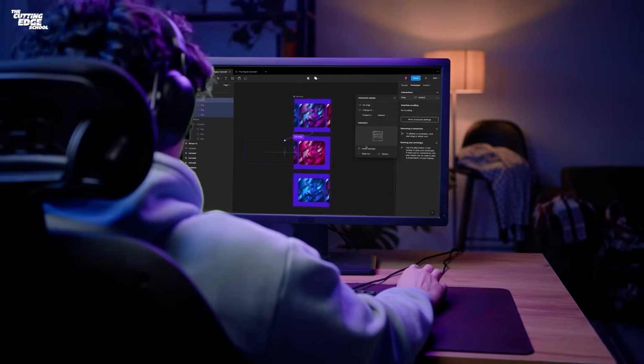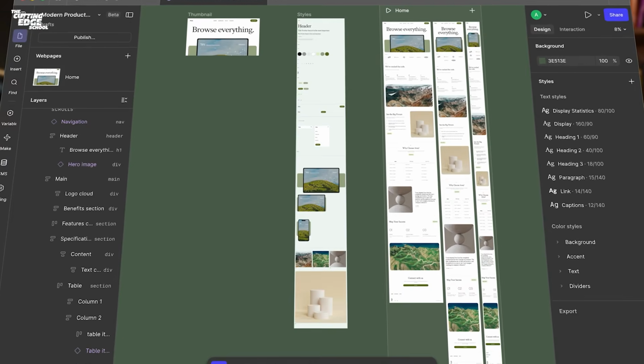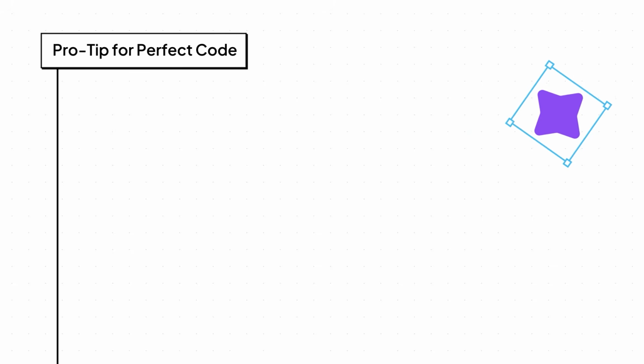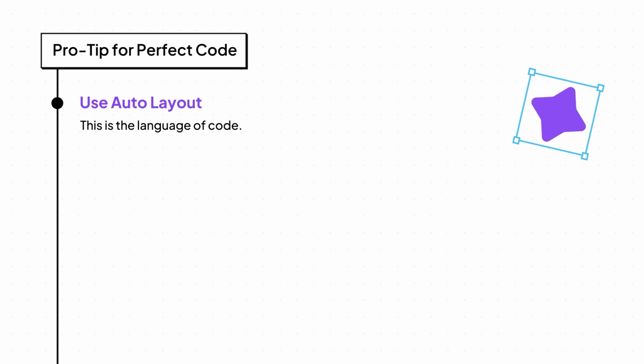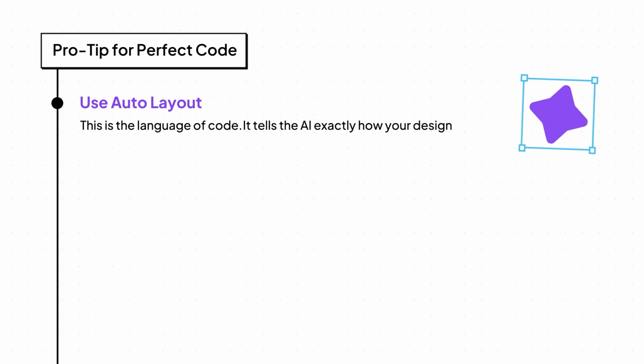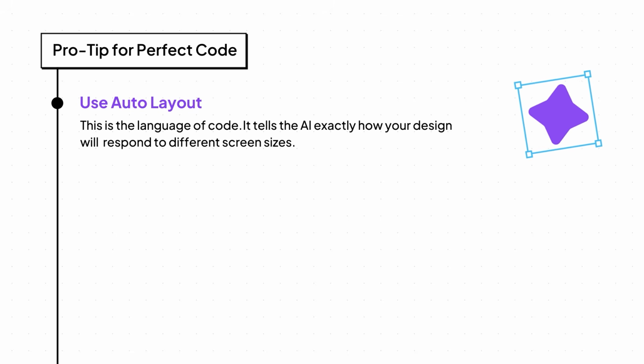Now to get those high quality results every single time, you need to remember this specific formula. Garbage in, garbage out. To make the AI work for you, your Figma file needs to be very clean, which means that you need to start using auto layout because this is technically the language of code. It tells the AI exactly how your design will respond to different screen sizes.